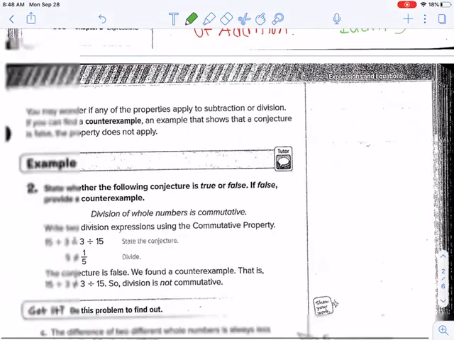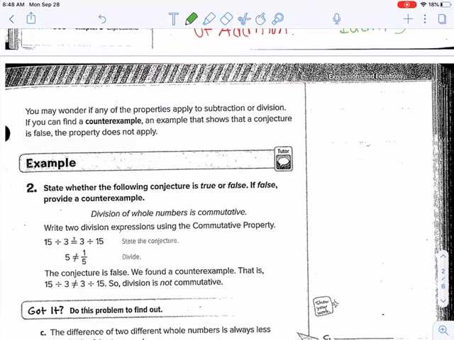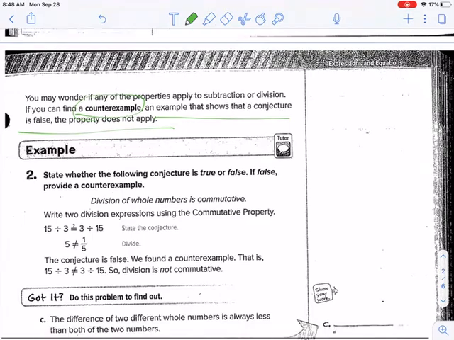All right, so once you know your properties pretty well, you can figure out whether a statement is true or false based on your properties. And if it's false, you can always provide a counterexample. This is just an example that shows that a conjecture or a statement is false, meaning the property does not apply. So you've done true or false before, and it says if false, explain why or prove that it's false. That's what a counterexample is.